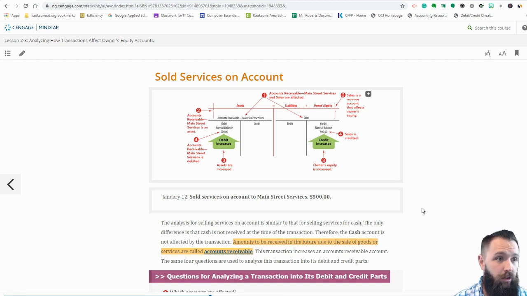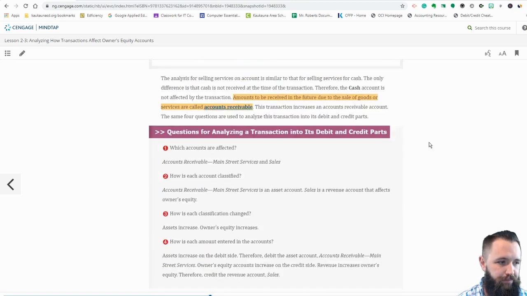Is accounts receivable going to go up or down? Well, accounts receivable will go up because that company now owes us more money. Sales, on the other hand, is also going to go up, okay? And how does sales increase? It increases on the credit side. So there we go. That's what we're going to do. We're going to debit our accounts receivable, and we're going to credit our sales.